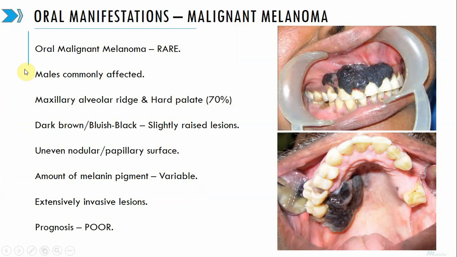In the oral lesions, males are more commonly affected. Common sites of presentation include the maxillary alveolar ridge and the hard palate. 70% of lesions of oral melanoma affect the maxillary ridge. These lesions appear as dark brown to bluish black, slightly raised lesions. They may present as uneven lesions with nodular or papillary surface. The amount of melanin in these lesions may be variable, with some areas appearing light, whereas others appearing dark brown or black. Melanomas are extensively invasive lesions, which makes the prognosis very poor.